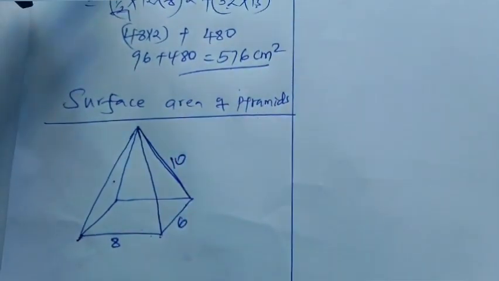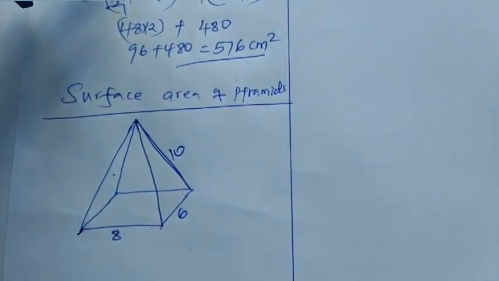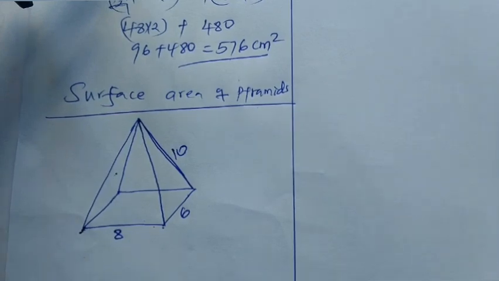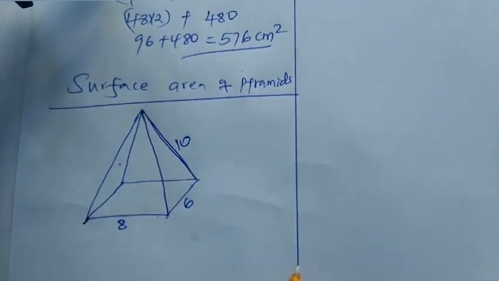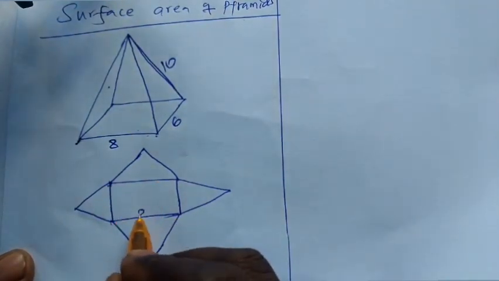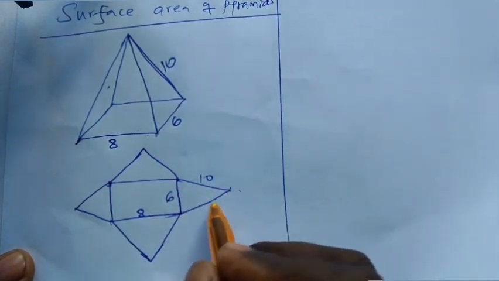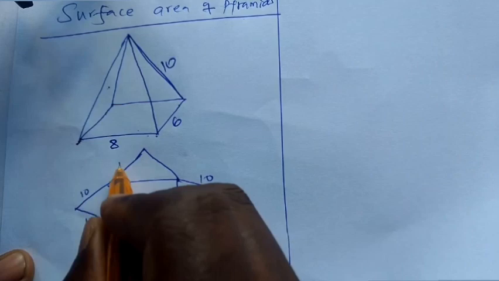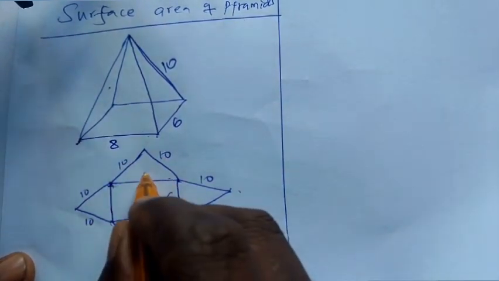Then to calculate the area of this rectangular based pyramid, you need to draw the net of this, something like this. This is the rectangle, which is 8 and 6, right? From here up to here is 10, from here up to here is 10. It is the same. From here up to here is 8. From here up to here is 6.